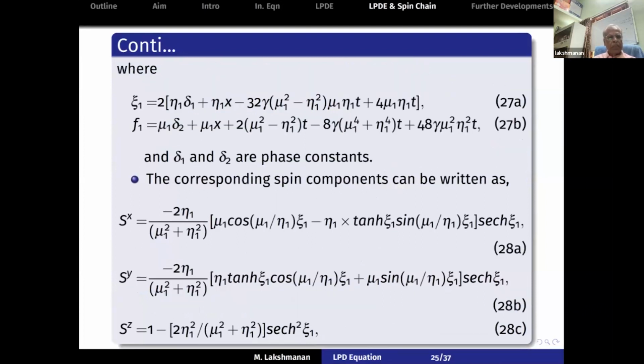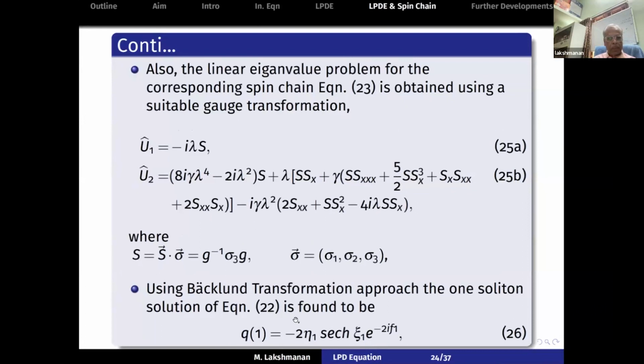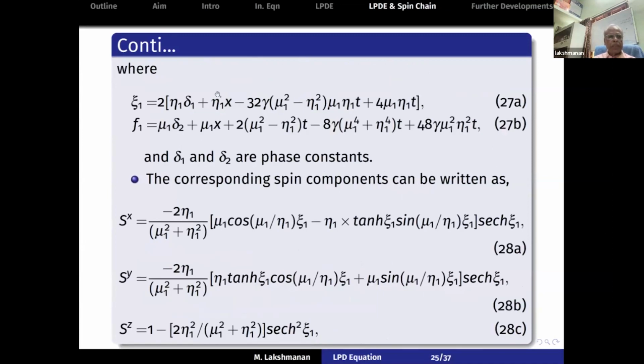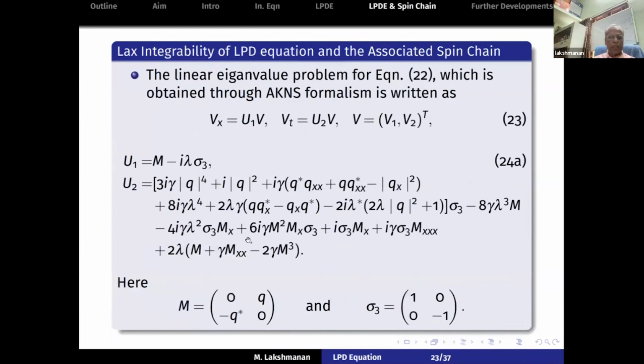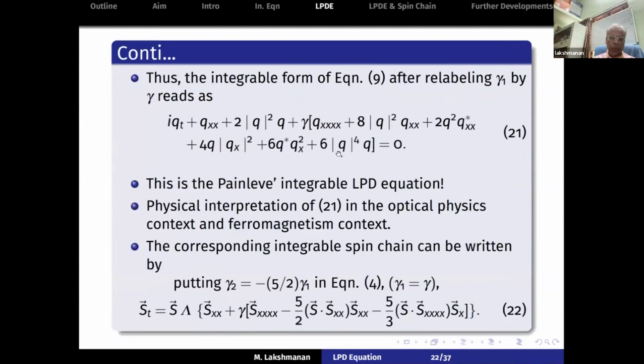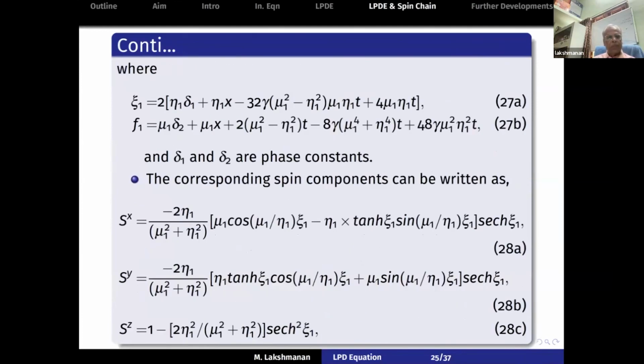You can identify, for example, the one soliton solution as Q1 equal to minus 2 eta, where eta is an arbitrary constant, times hyperbolic secant Z1 e power i 2 F1, where Z1 involves the spatial and time variables in this particular form, and F1 has this particular form and so on. So this is the one soliton solution of the fourth order partial differential equation, the LPD equation exact solution. And you can proceed further to get multi-soliton solutions and so on. Similarly, for the spin chain, you can obtain the spin solitons Sx, Sy, Sz, the one soliton, and you can construct n soliton solutions also.